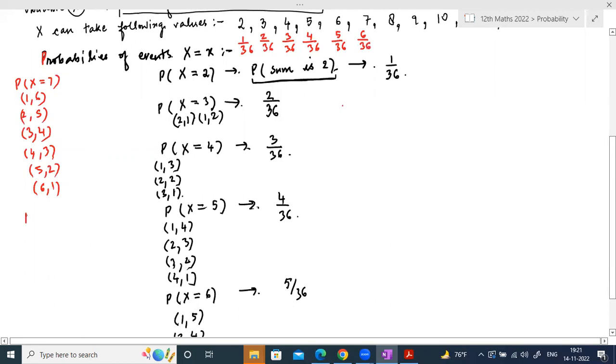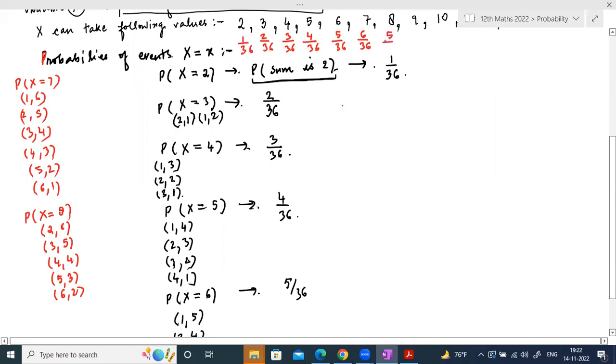What about 8? Will it be 7 by 36? नहीं अब तो नहीं होगा ना क्योंकि 6 के बाद तो है नहीं नंबर, तो 2 से स्टार्ट होगा. Yes, very good. 5 by 36. Let's check. 2 6, 3 5, 4 4, 5 3, 6 2. 1 2 3 4 5 आ रहे हैं.